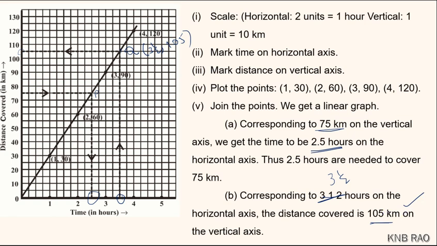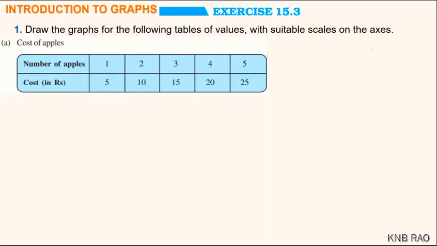Okay. So with this I'll go ahead with solving exercise 15.3. In exercise 15.3, main question 1 consists of 3 sub questions, children. One is A, another is B, another is C. In sub question A, the cost of apples is given, where the cost of 1 apple is 5 rupees, 2 is 10 rupees, 3 is 15 rupees, 4 is 20 and 5 is 25. I am asked to draw the graph for them with suitable scales on the axes.